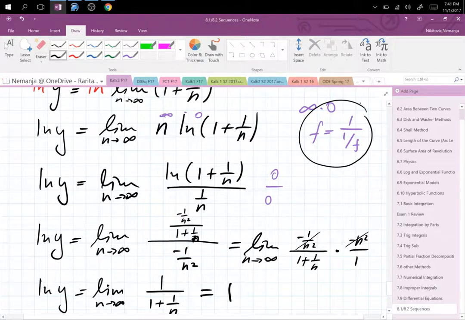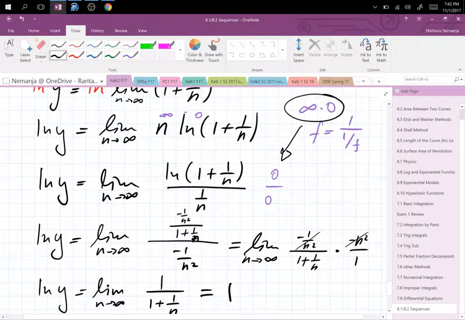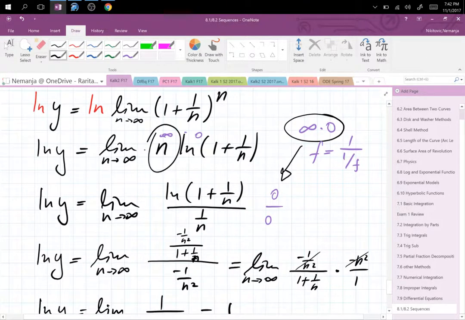Yeah, that's 4.7, L'Hopital's rule, or 4.8, whatever it is in Calc 1. So that's the trick to transform infinity times 0 into 0 over 0, because all I did is I took this n and I wrote it as 1 over n.